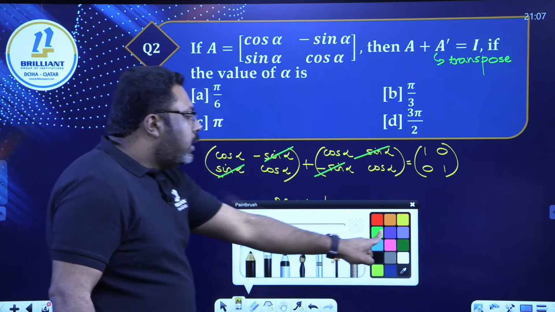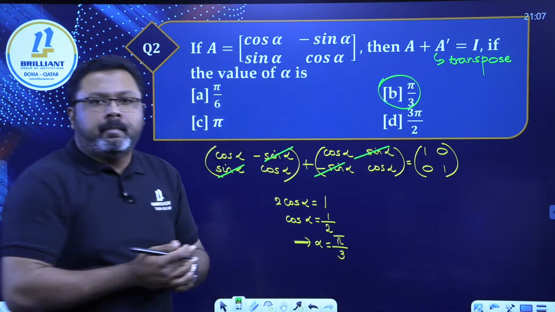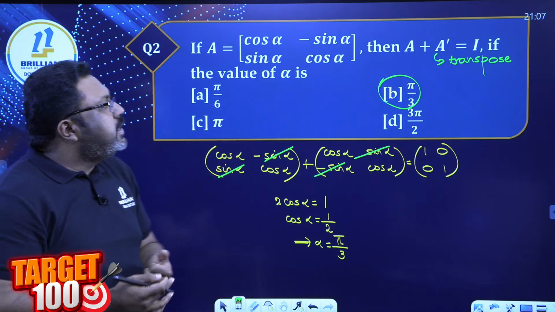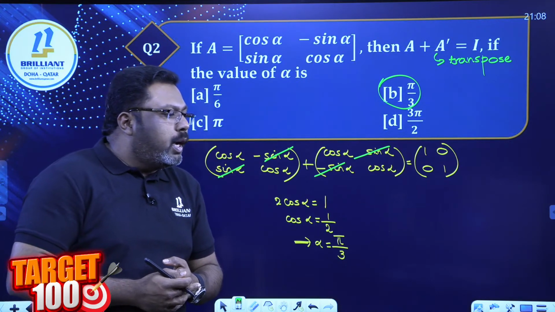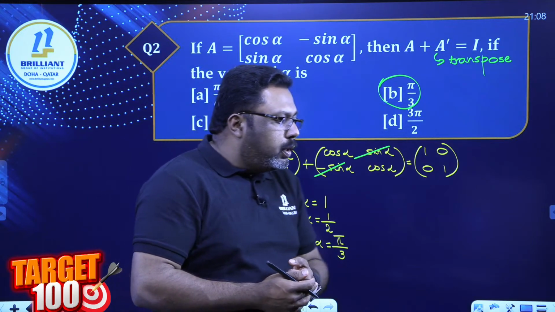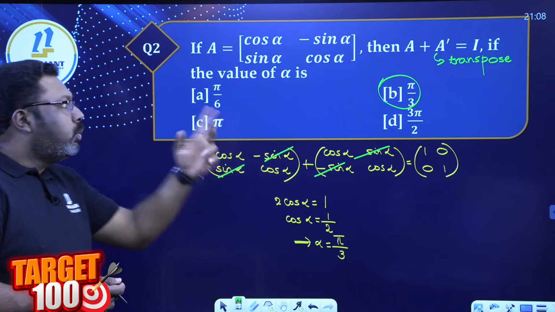Right answer, Prapti. So the answer is option B, pi by 3, the angle which satisfies the matrix A so that A plus A dash is equal to I. Right answers coming from Hanan and Joel as well. Okay, so it's an easy question. 1 mark again.